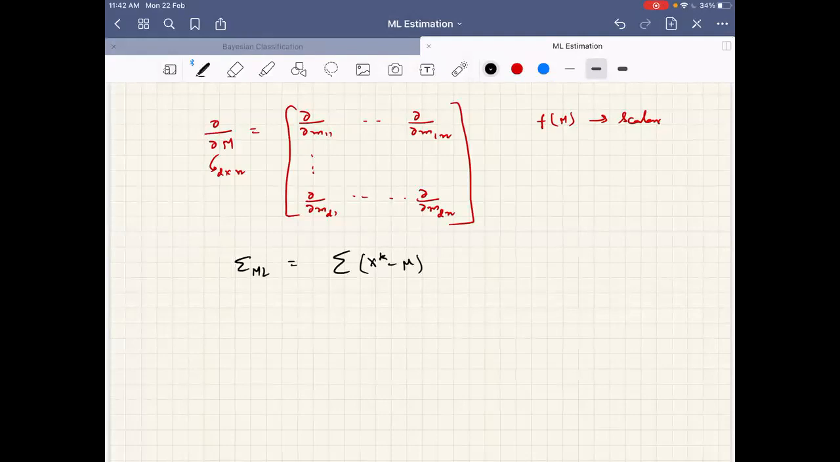So how do I write the sample covariance? Can you complete what I have written here? Xk minus mu, into Xk minus mu transpose. Right, so it is an outer product. This is what it turns out to be. We have not derived it, but you can directly take it. So this is regarding the maximum likelihood estimation.